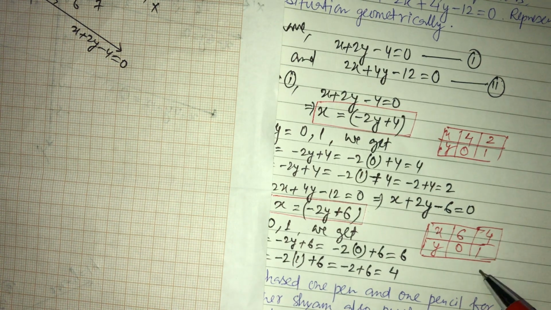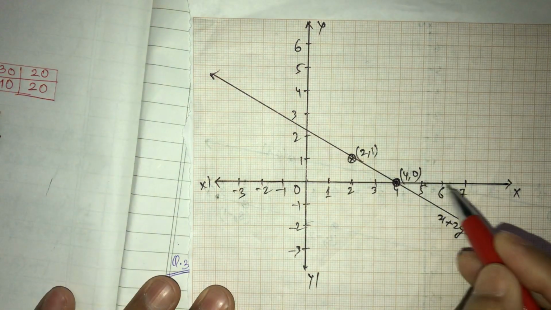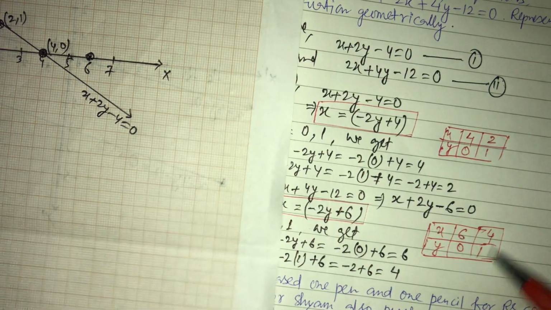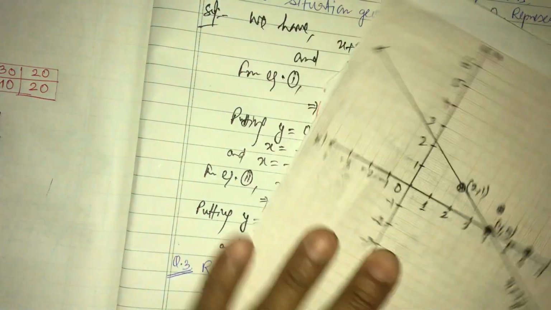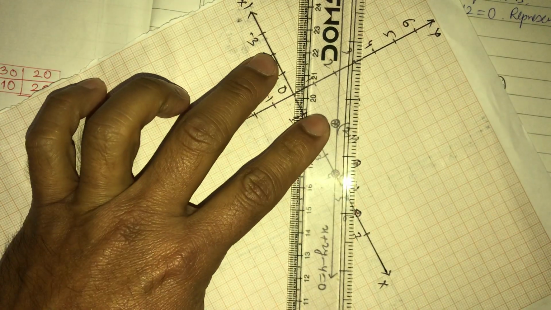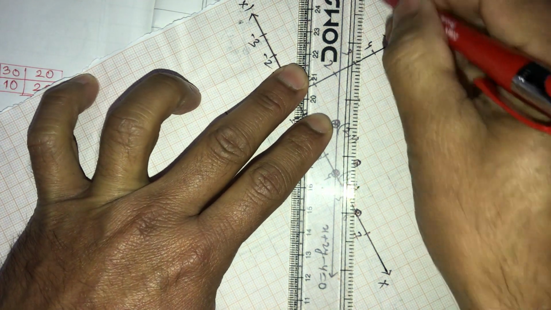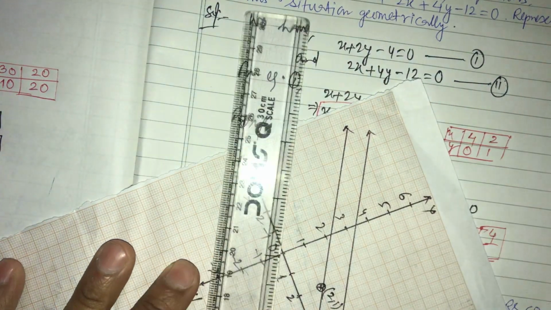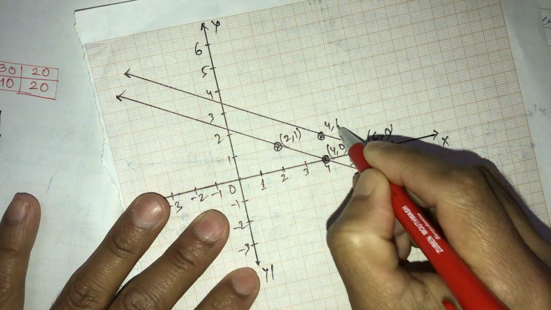Second is 6, 0 and 4, 1. 6, 0: 0 we will not require, so x only, we need x6. Where is x6? It is here. And second is 4 and 1. x4, y1 is here. So this point. Now we can join them, right? So these two we got. So here and there. This point is 6, 0 and this is your 4, 1.